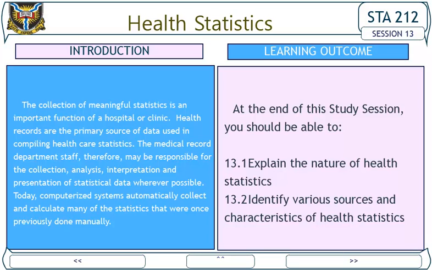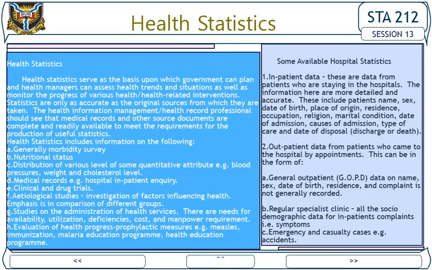Learning outcomes for Study Section 13. At the end of this study section, you should be able to explain the nature of health statistics, and identify various sources and characteristics of health statistics. Health statistics. Health statistics serve as the basis upon which government can plan and health managers can assess health trends and situations as well as monitor the progress of various health-related interventions.